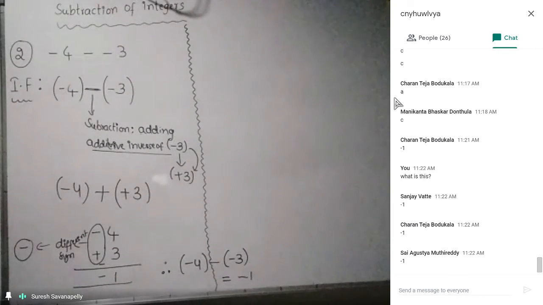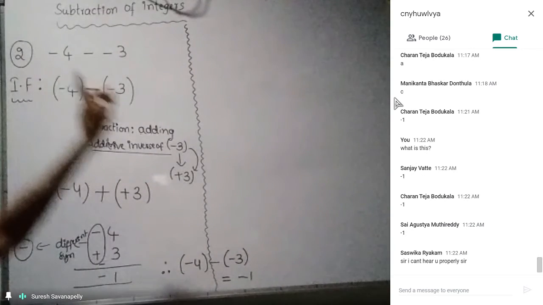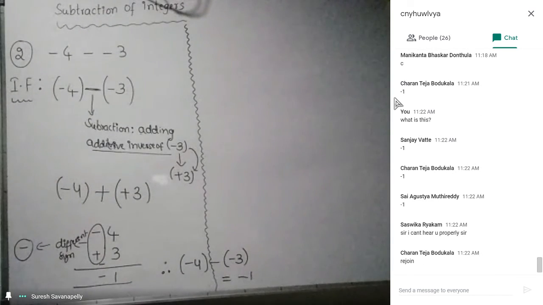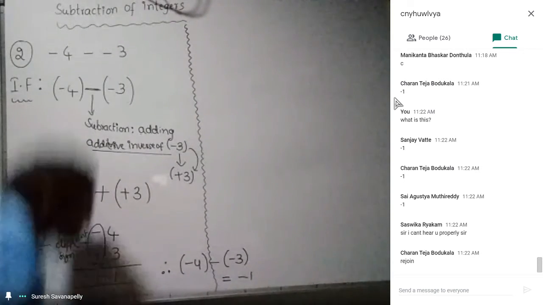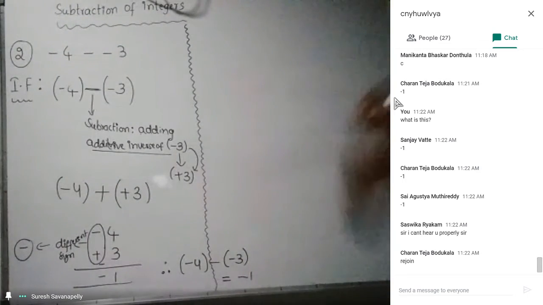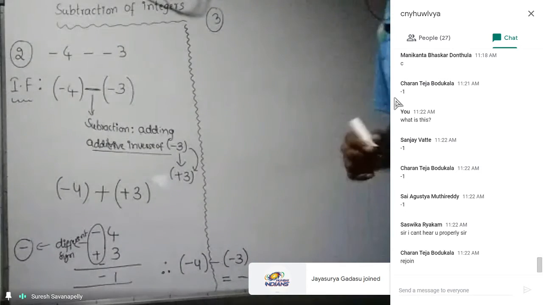See, now the question is, whenever we subtract a negative integer from a negative integer, you may get positive, you may get negative also. Okay, so let's see another example here. Here we got negative, no? Let's see. It depends on the bigger number. Always it depends on the bigger number.